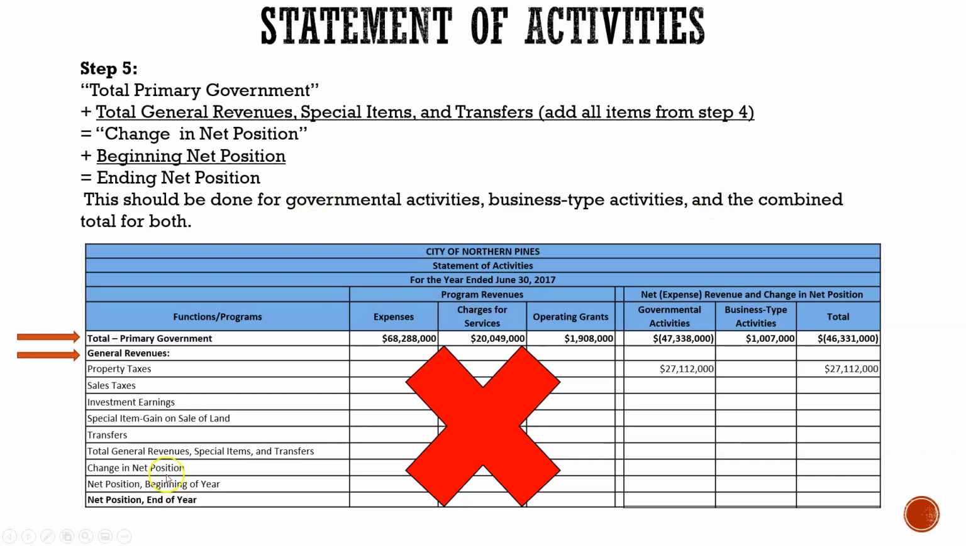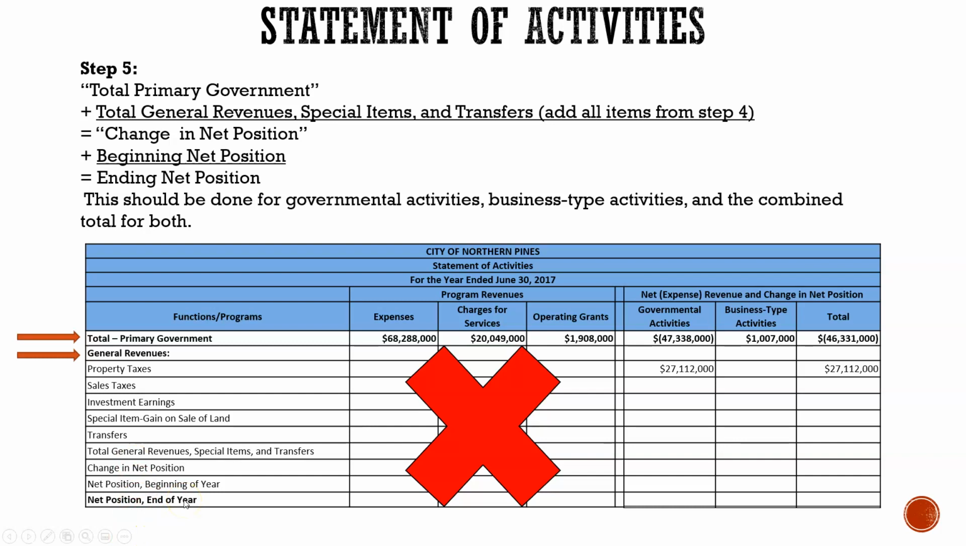So we get our change in net position, this number here. And then we're going to add to that our beginning net position. This just makes sense, right? If you have a cash balance of $5 and then throughout the year you have a change of $10, at the end of the year you got $15, right? You're going to add your change to your beginning to get your ending. That's exactly what we're doing here.